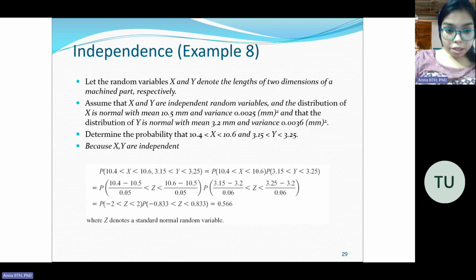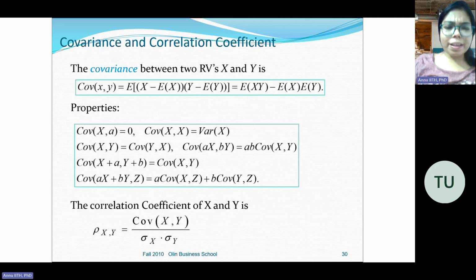Very good. So when we are interested in the joint distribution of two random variables, it is useful to have a summary of how much the two random variables depend on each other. That is the covariance and the correlation, which are attempts to measure that dependence.